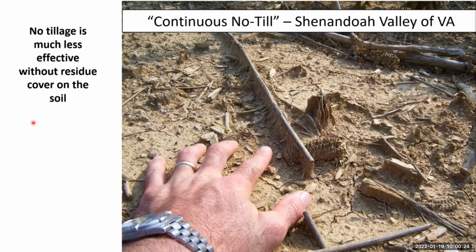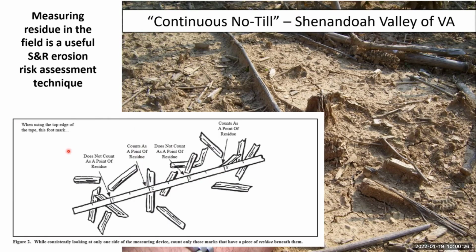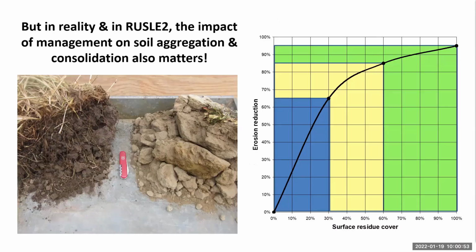Pretty dramatic looking. And coming out here and actually measuring the residue is a useful erosion risk assessment technique. You do not need to use RUSLE2. We can go to the field and teach you a little bit more about how to measure it, but getting a sense of how much residue is out there at different points in the rotation, you can compare that to what RUSLE2 thinks is happening. Okay, and that's a more advanced topic, but in reality, there's more to it than just residue, right?